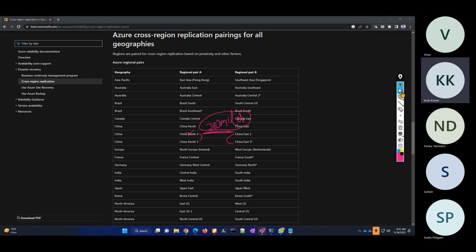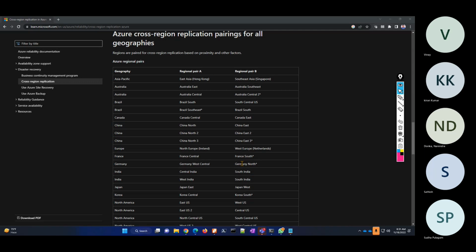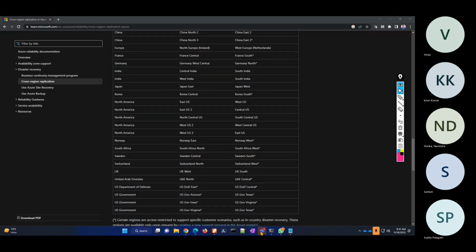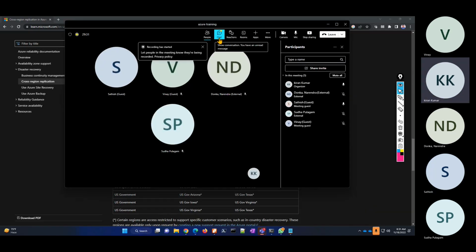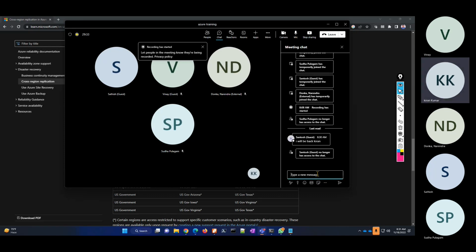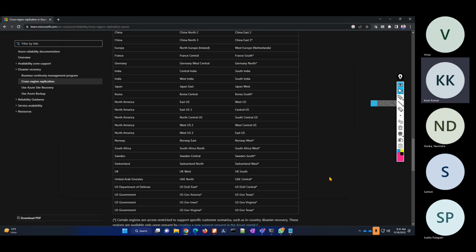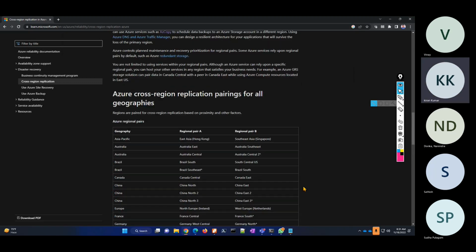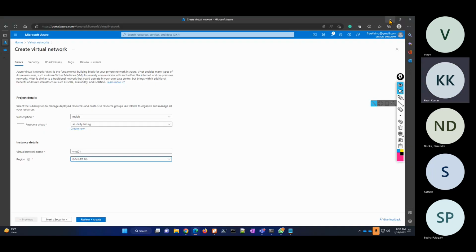Got it? Good. So this region pair is definite, guys. Any more questions about the regions? That is about the region concept, guys.